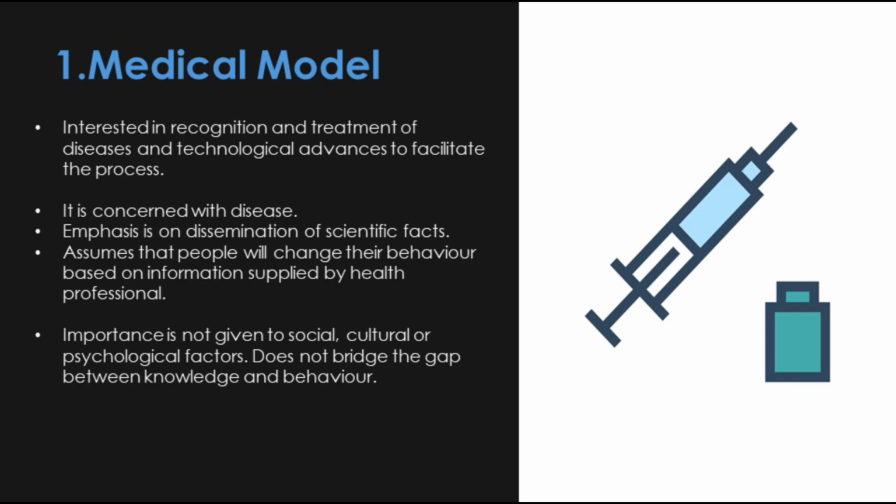But the medical model doesn't consider the social, cultural or the psychological factors that influence a person's behavior. So even if a smoker knows all the facts about cancer, they might continue smoking due to stress, peer influence. So information alone doesn't guarantee action. That is why the medical model doesn't bridge the gap between knowledge and behavior.